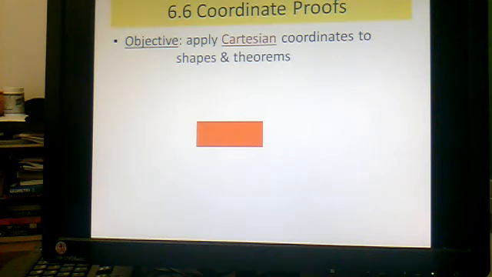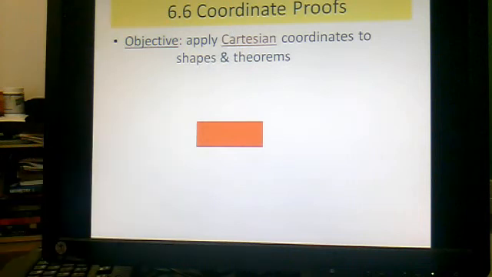So you're going to take a rectangle, take a triangle, and throw it onto a coordinate plane. So it's sort of a combination of geometry and algebra where they overlap. And then you're going to basically assign coordinates. Take a minute and write down the objective just so you understand what we're doing.